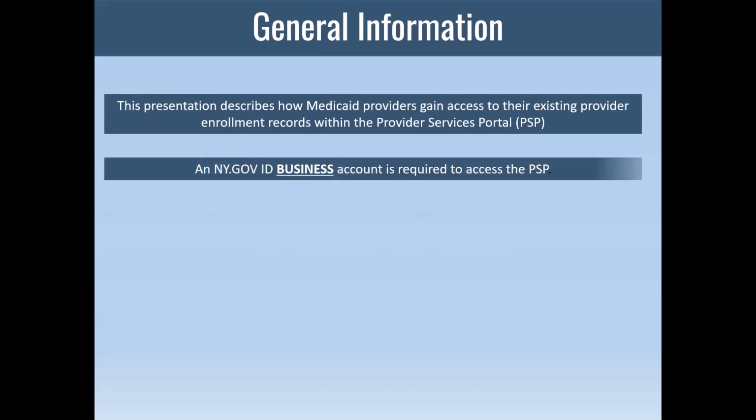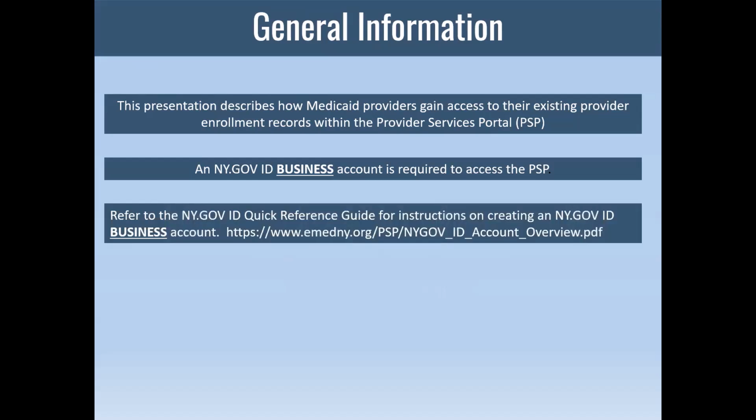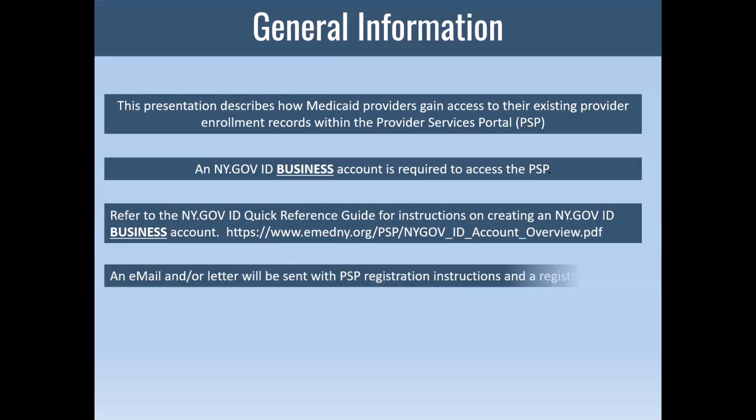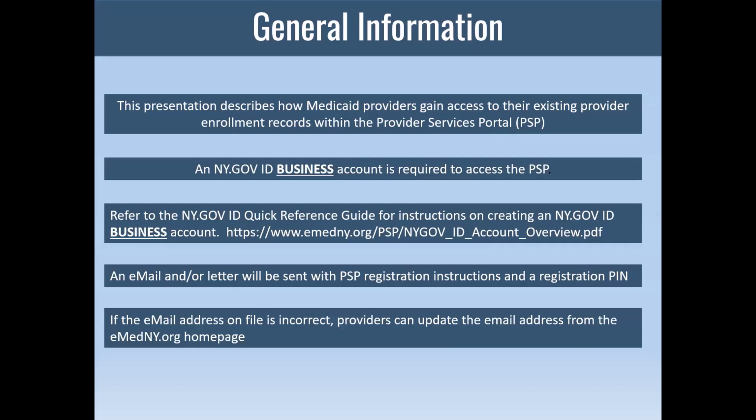An ny.gov ID business account is required to access the PSP. Refer to the ny.gov ID Quick Reference Guide for instructions on creating an ny.gov ID business account. An email and/or letter will be sent with PSP registration instructions and a registration PIN. If the email address on file is incorrect, providers can update the email address from the emedni.org homepage.